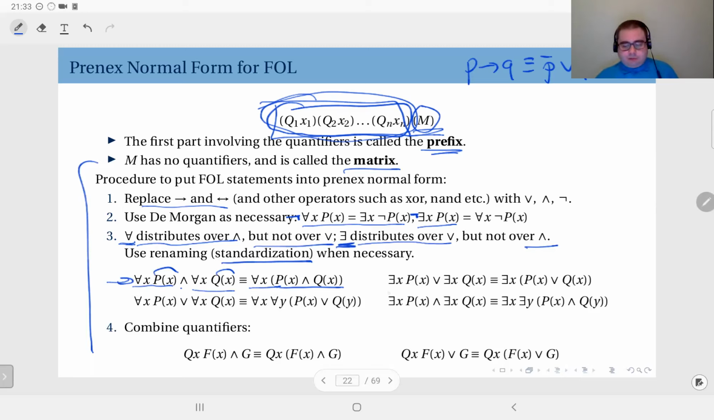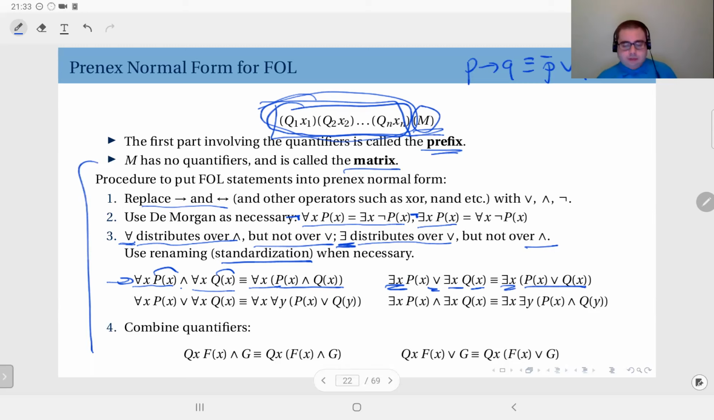Similarly, if you have an existential quantifier along with an OR operation, there exists an x p of x or there exists an x q of x. Now you can combine them together. There exists an x, p of x or q of x.